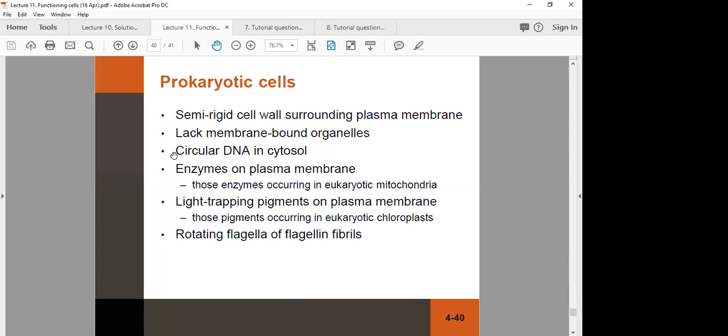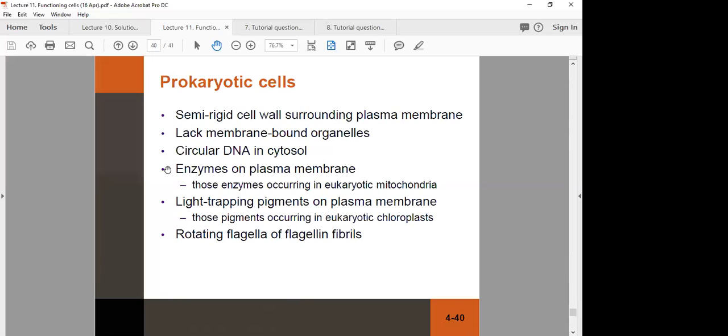They don't contain a nucleus, but prokaryotic cells, of course, have DNA. All living organisms contain DNA. But prokaryotic cells have mostly circular DNA rather than the linear DNA that you find in eukaryotic cells. The DNA found in prokaryotic cells just sits in the cytosol, not within a nucleus.